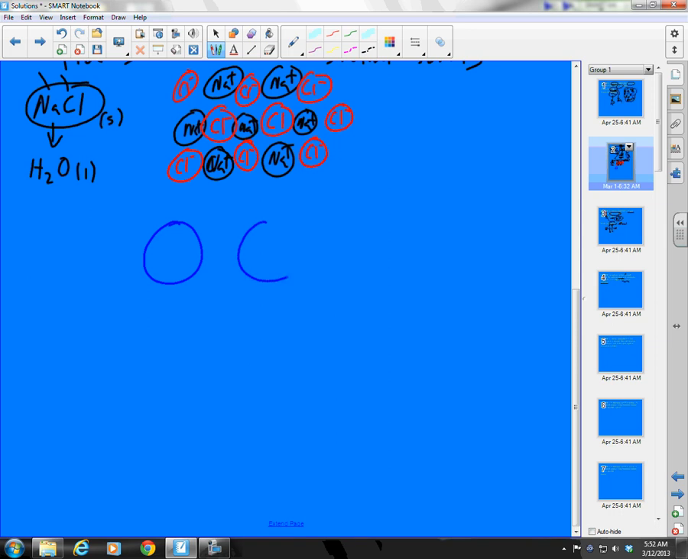And here's another oxygen, and here's another oxygen. Kind of have this probably way too big. And then I have some hydrogens, right? And I have unshared pairs. Remember, there are two unshared pairs of electrons on my oxygen.